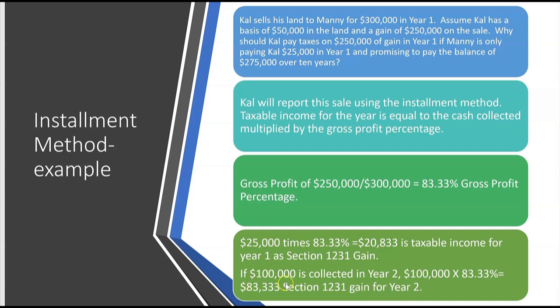Okay, so that's the year of sale. Now, if $100,000 more is collected in year two, then you would take the $100,000 collected in year two and multiply by the same gross profit percentage, 83.33, and $83,333 would be your Section 1231 gain for year two.